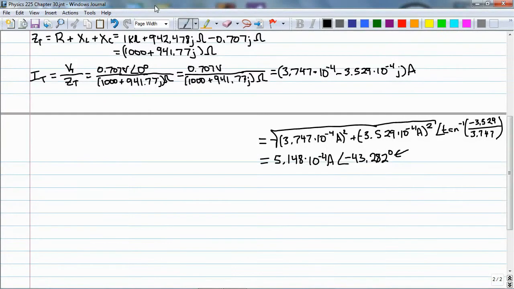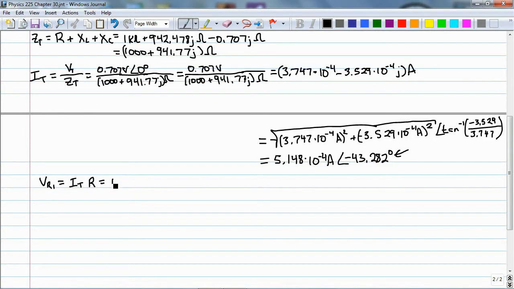Now that we have our current, we can now calculate the potentials across each of the different components. So for the resistor, voltage across R1, that's just going to be equal to my total current times the resistance. Now I can do this in phasor form because it's just multiplying by a value.